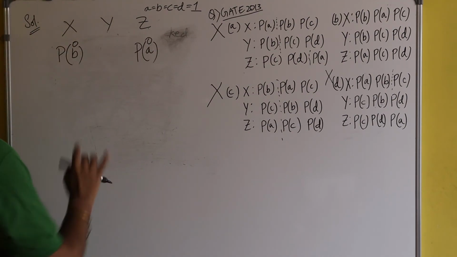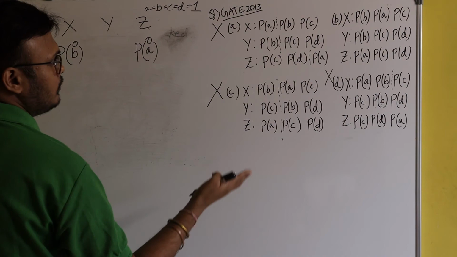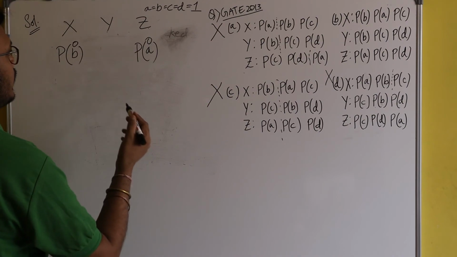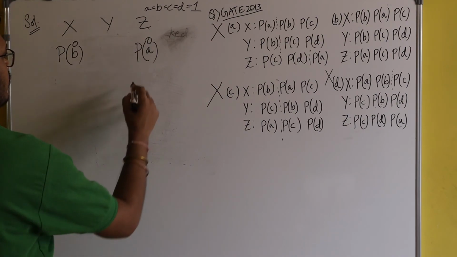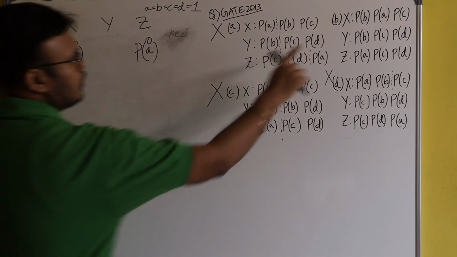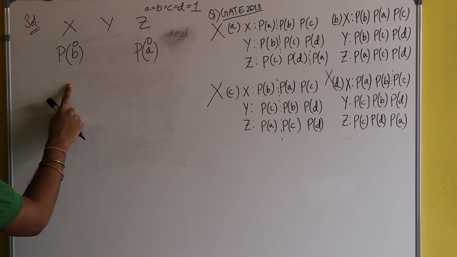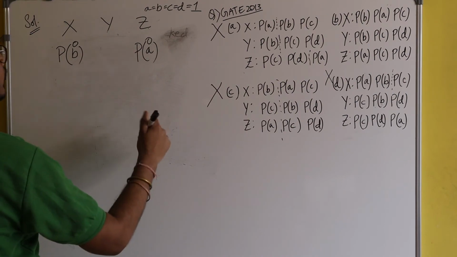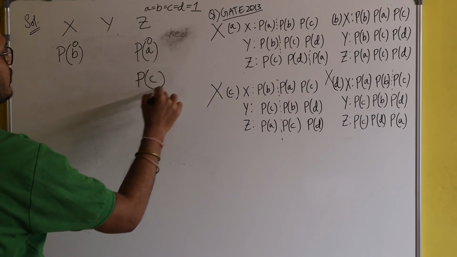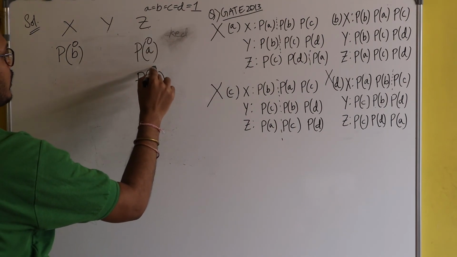Now suppose after executing P of A, the CPU is still with process Z. Because if the CPU is given to process X, process X will execute P of A, but the value of A is 0. So it's better that the CPU should remain with process Z. Process Z will apply P of C. It will successfully apply. The value of C is initialized as 1, so now it will become 0.